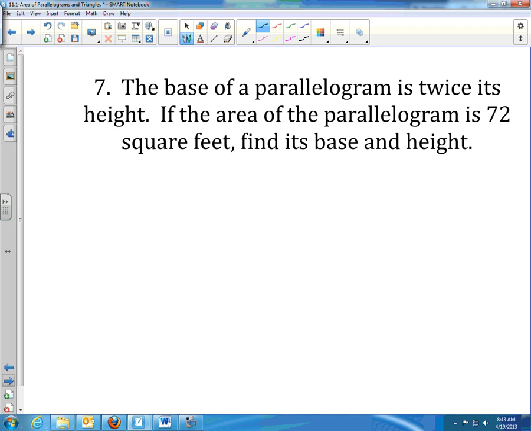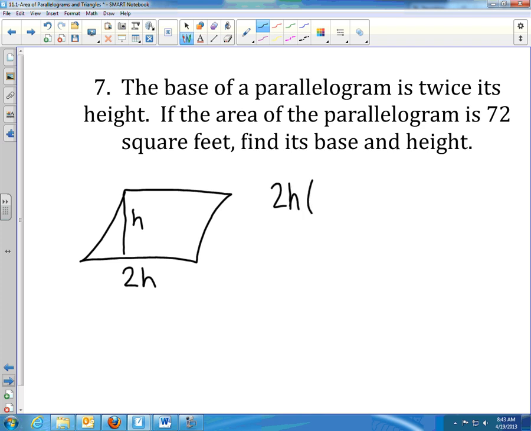All right, the base of a parallelogram is twice its height. If the area of the parallelogram is 72 square feet, find the base and height. So let's draw ourselves a picture. Our base is twice the height. So if we call our height h, the base is going to be 2h. And its area is 72. So the area formula for a parallelogram is base times height is equal to our area.